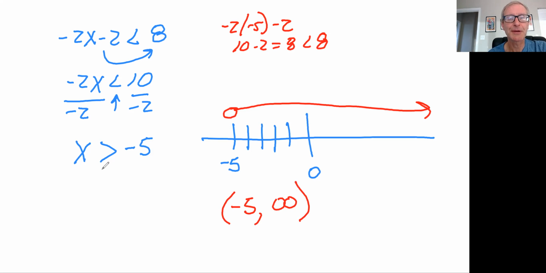If we put an equal sign here, what ends up happening? Well, now this works, so you would close that in. And then what would this be? Instead of a parenthesis, it would be a bracket, minus 5 to infinity. Hopefully that's a nice little review to get you thinking about how these inequalities work.